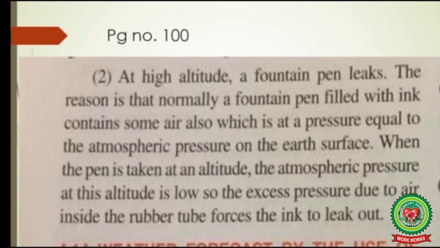Come to page number 100 on your book. At high altitude, a fountain pen leaks. The reason is that normally a fountain pen is filled with ink, contains some air also, which is at a pressure equal to the atmospheric pressure on the earth's surface. When the pen is taken at an altitude, the atmospheric pressure at this altitude is low, so the excess pressure due to air inside the rubber tube forces the ink to leak out.